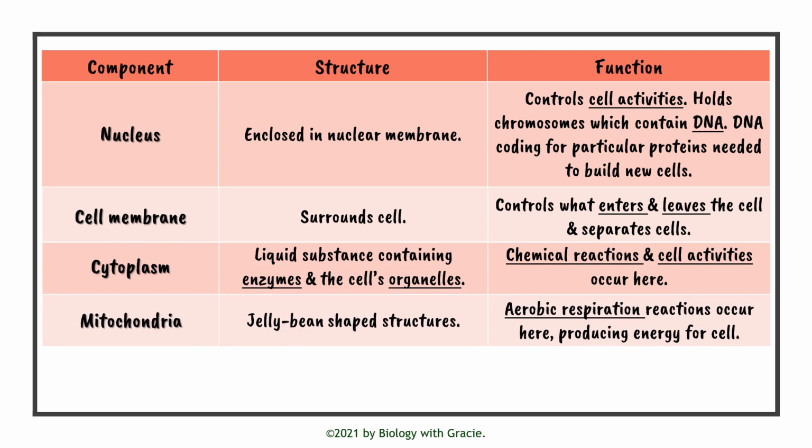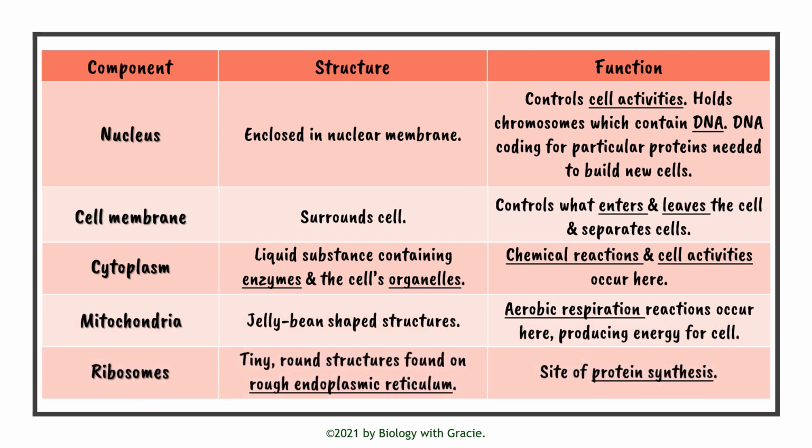We've then got mitochondria. They're sort of like a jelly bean shaped structure, and they're really important for aerobic respiration, so respiration that involves oxygen. And these reactions occur in the mitochondria, and the importance of this is to produce energy for the cells to be able to function properly. And then finally we've got ribosomes. These are tiny little round structures, and they're found on a structure called the rough endoplasmic reticulum. And these are essentially the site of protein synthesis. So what this means is the site where the proteins are made and produced for the cell.